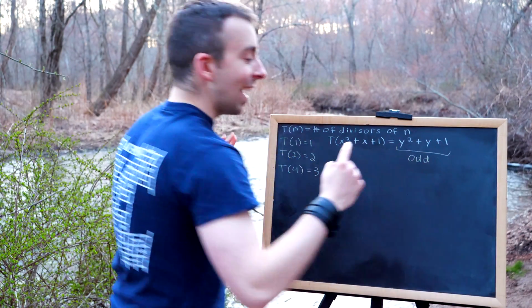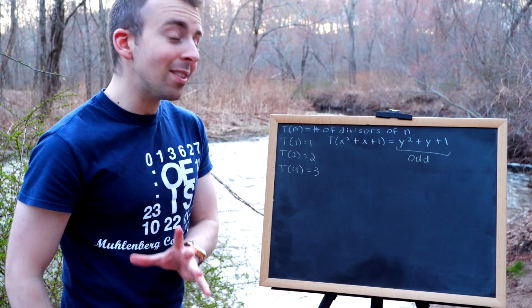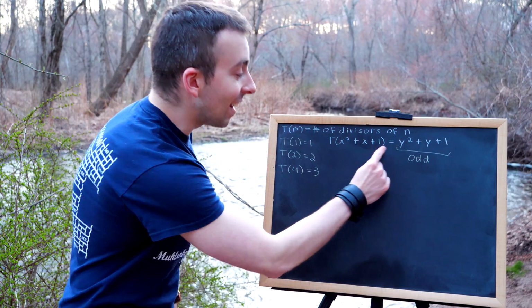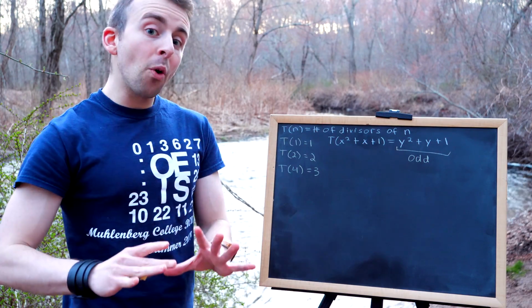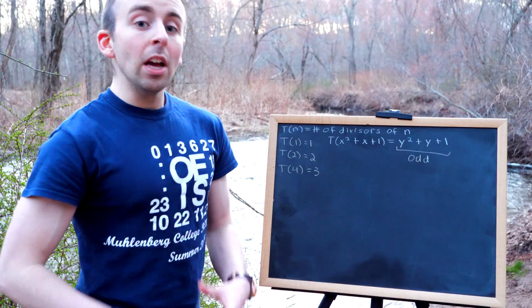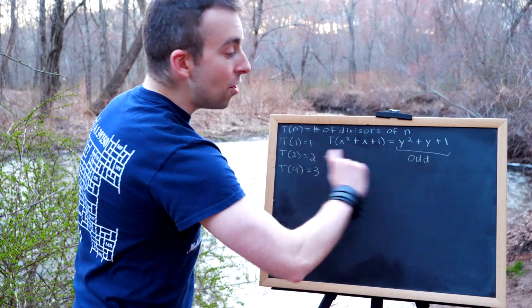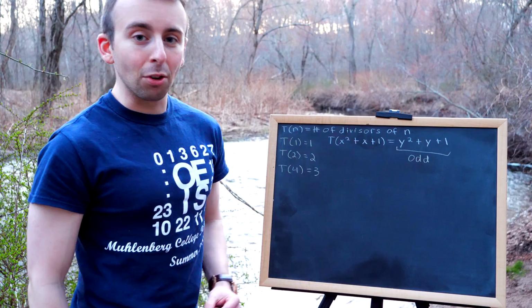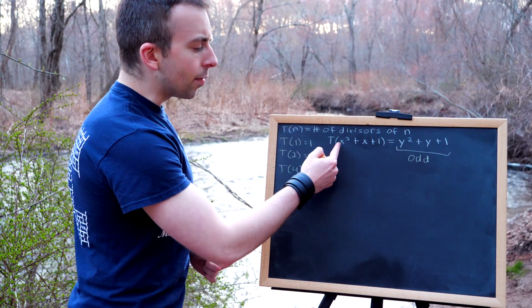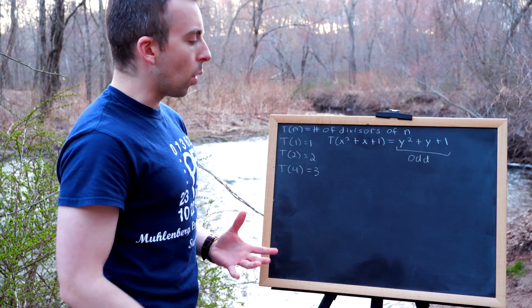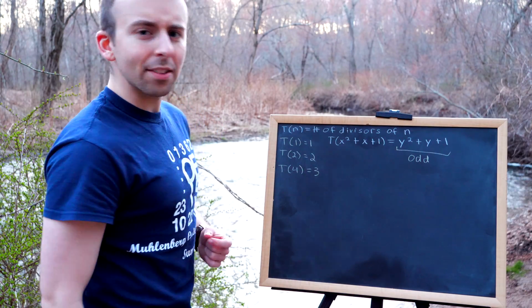And so, potentially, our solution becomes quite simple. If we can show that the left side of this equation is always even, then we'll be done. We'll have established that there are in fact no integer solutions to this equation. So is t of x squared plus x plus 1 always even? Could it be that simple?